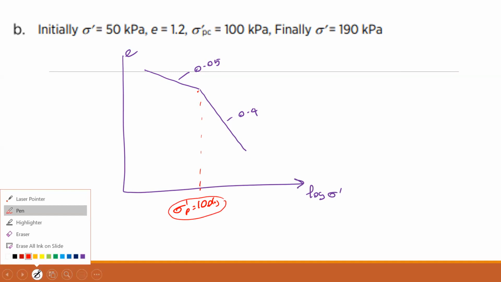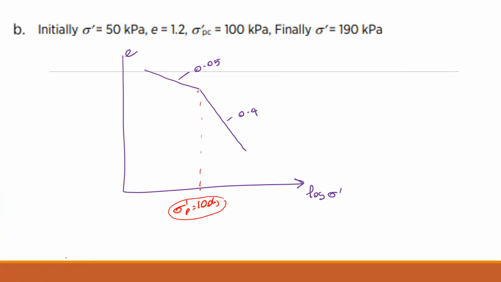So where is the initial and where is the final? Initially somewhere here. Am I right? And finally, somewhere here. It's not hard. So you need to find the change in the e. So initial to final, the change in e is this much, delta e. Am I right?